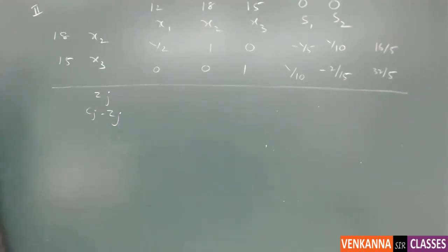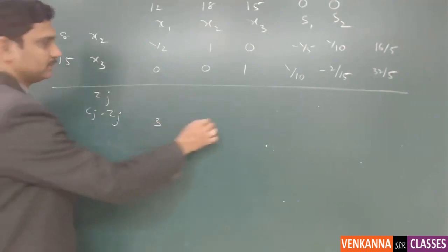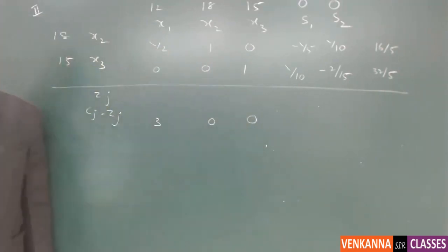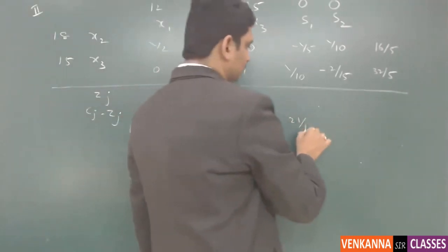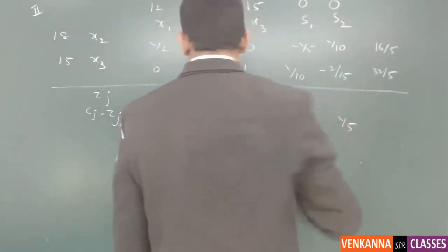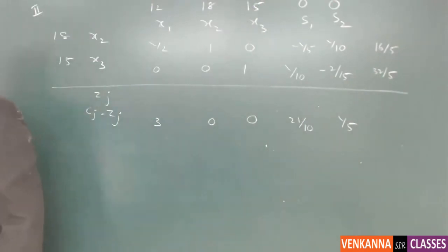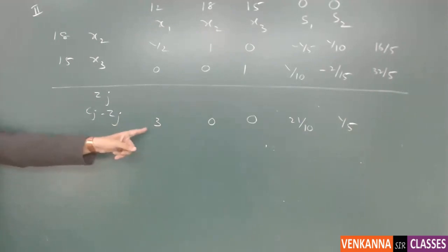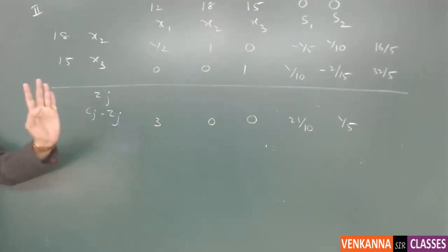So if you calculate the values, it is going to come like this: 300 and then 21 by 10, 1 by 5. I left the part of Zj values calculation on your side. I simply calculated Cj minus Zj. Since we are doing a minimization problem, our optimality condition is nothing but all the Cj minus Zj values must be greater than or equal to 0. Since it happened here, optimality is reached.